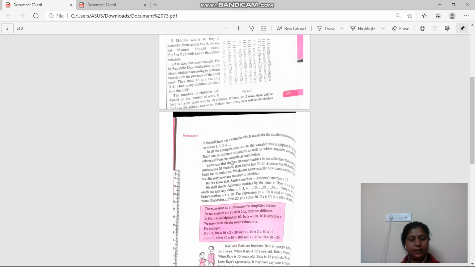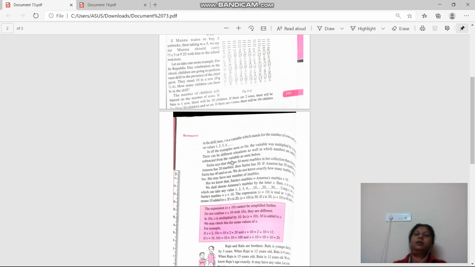We don't know exactly how many marbles Amina has. She may have any number of marbles, but we know that Sarita's marbles is equal to Amina's marbles plus 10. हमें ये नहीं पता कि अमीना के पास कितने हैं, लेकिन ये ज़रूर हमें पता है कि सरिता के मार्बल्स अमीना से 10 ज़्यादा हैं. We shall denote Amina's marbles by the letter x. Here x is a variable.